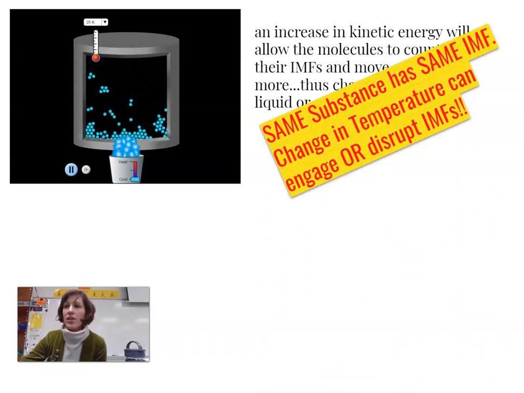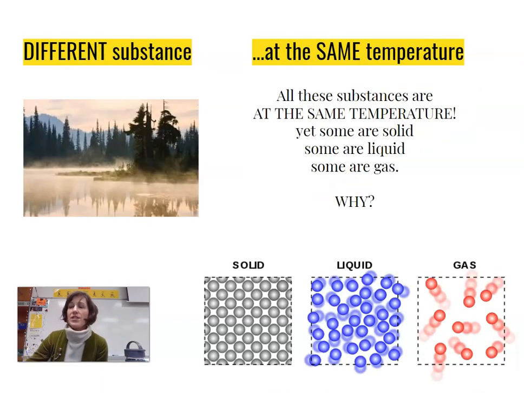All right, let's take a look at now a second scenario. This one, we had the same substance, we had the same IMF, but we changed the kinetic energy. Now let's look at the opposite of that. Let's look at different substances at the same temperature. So now we're taking a look at this nature picture where we have solid, liquid, and gas. All of the things that you see in this picture, though, have different chemical formulas.